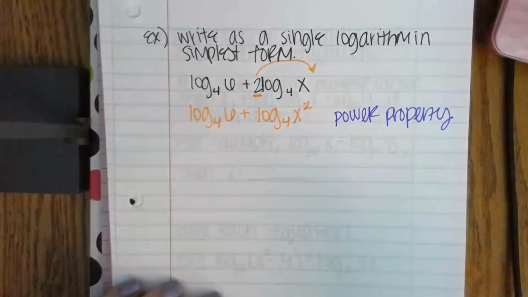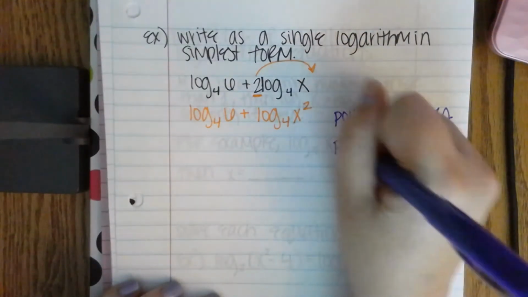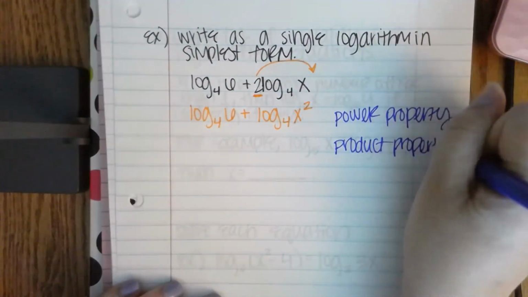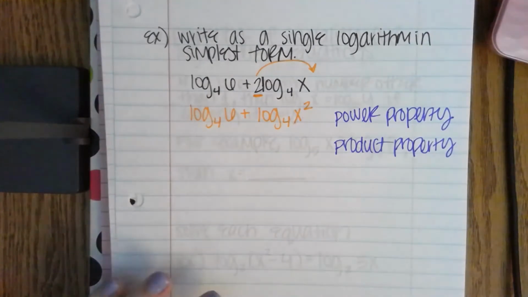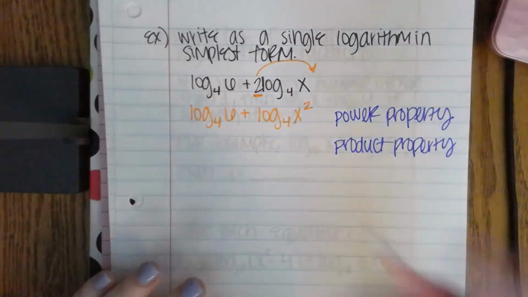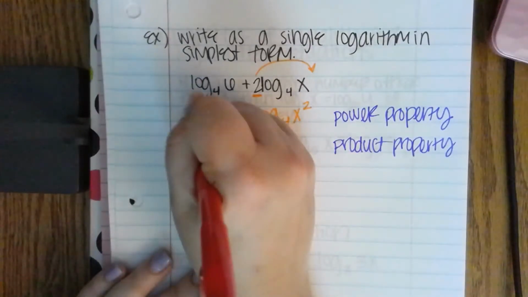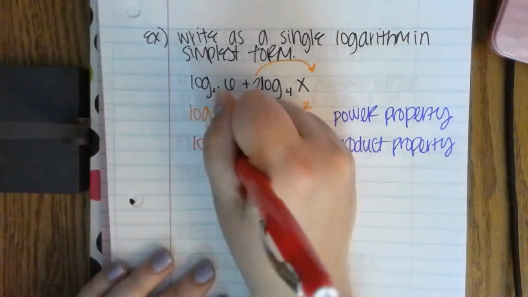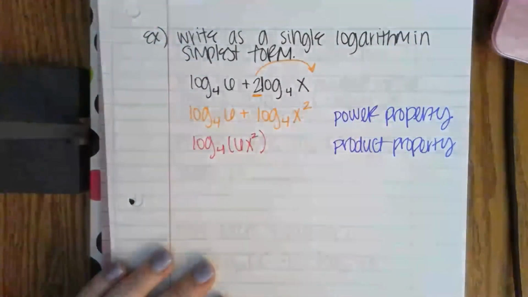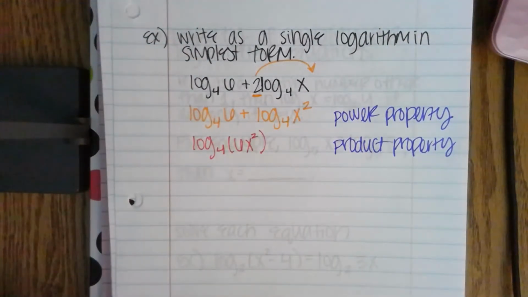And now I'm going to take care of the product property, which says I can take the two logarithms that they're adding together because they have the same base, and I can multiply those together. So log base 4 of 6x squared. And that's it.